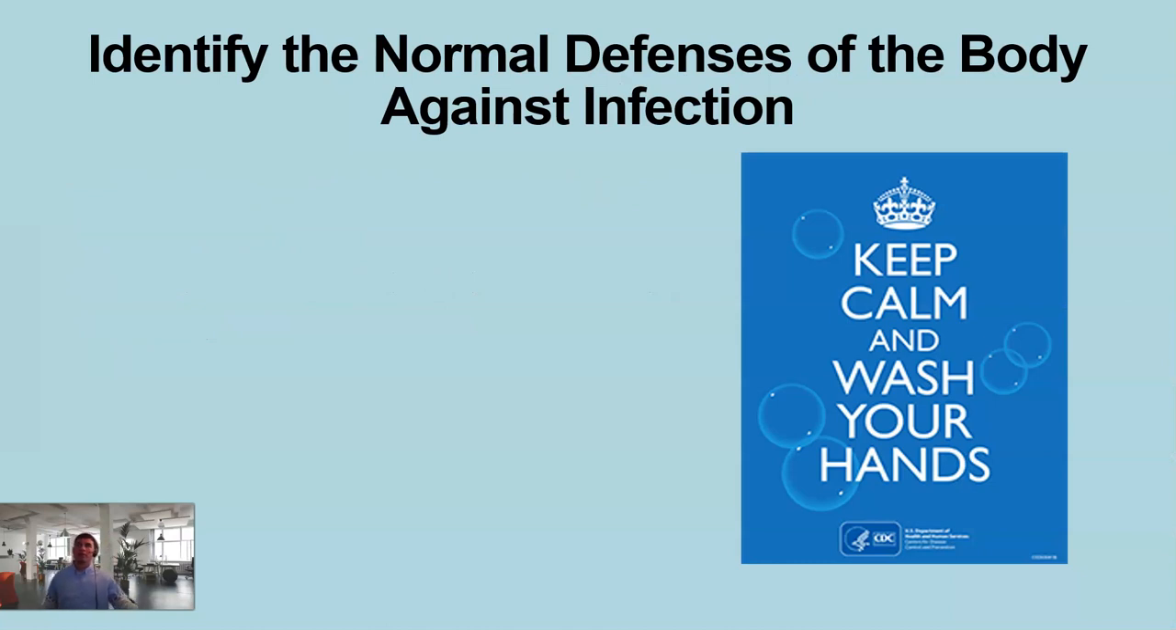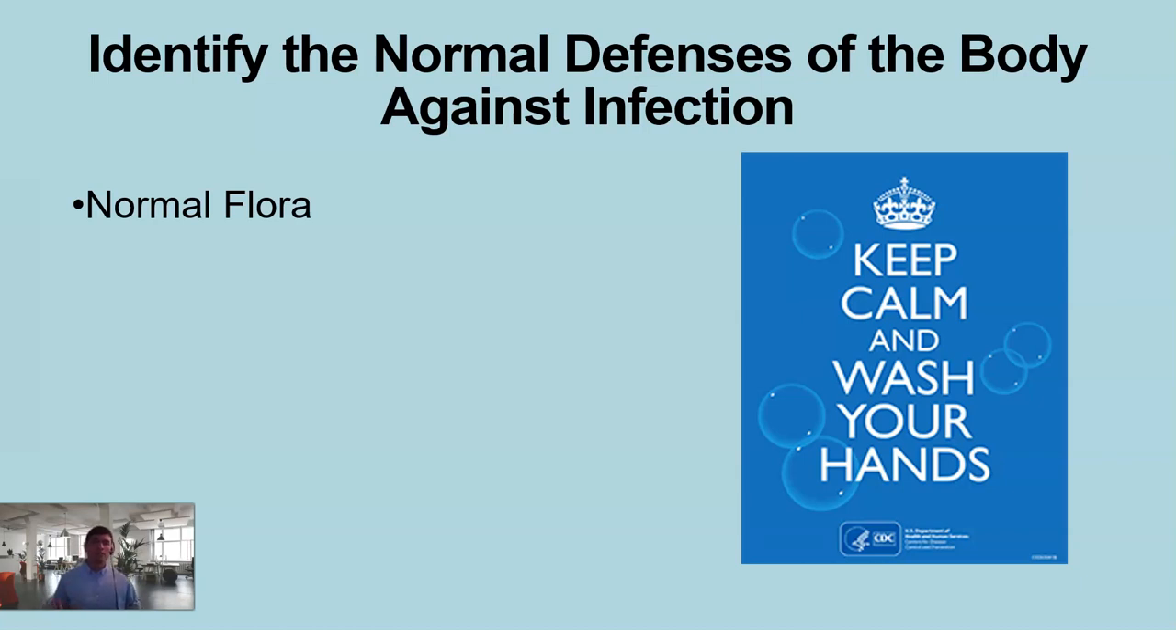So let's move on and talk about identifying the normal defenses of the body against infection. So the body has many defenses against microorganisms that can cause illness. The three main defenses are the body's normal flora, the inflammatory response, and the immune system. And we'll go over these one by one.